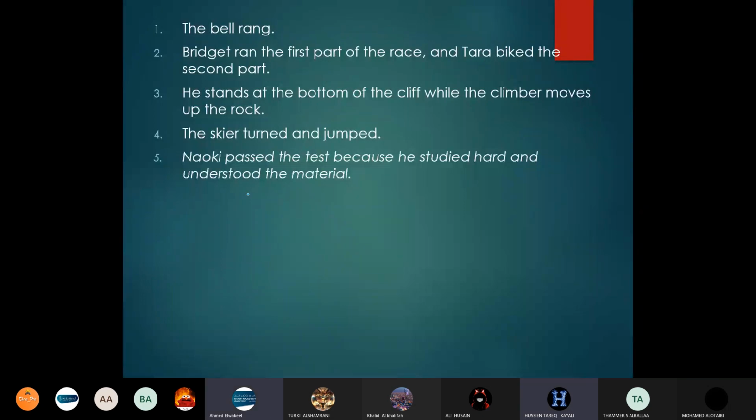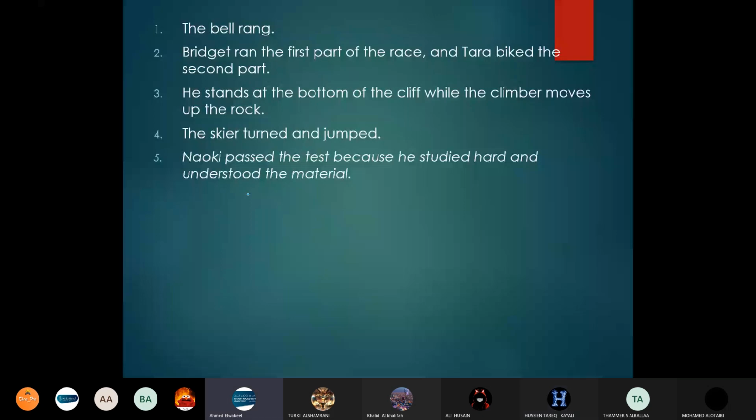Yes, teacher. Number 1, the bell rang. It's a simple one. Number 2, Bridget ran the first part of the route, and Tara picked the second part. Compound.